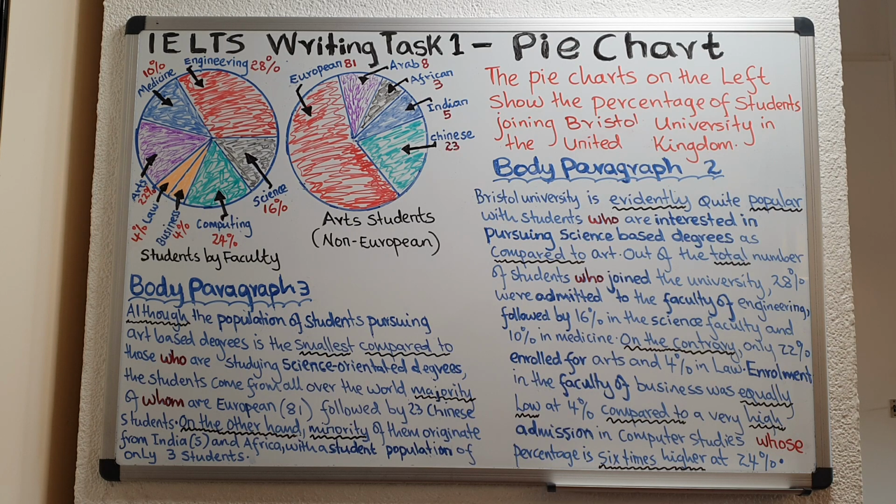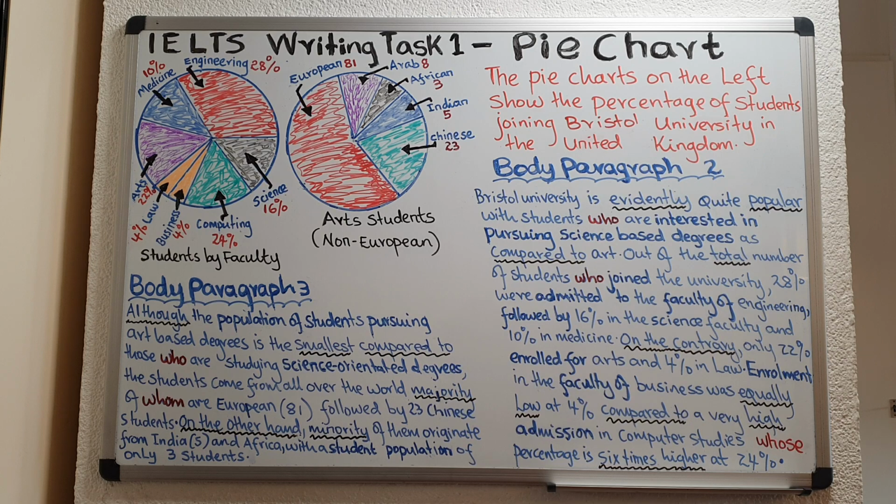Then I move on to the next point: enrollment in the Faculty of Business. I have talked about all the faculties, but there are two faculties that you notice I haven't talked about. I haven't talked about business and I haven't talked about computing. So I have to think of a key feature that I can talk about based on those two faculties. So enrollment in the Faculty of Business was equally low, okay?